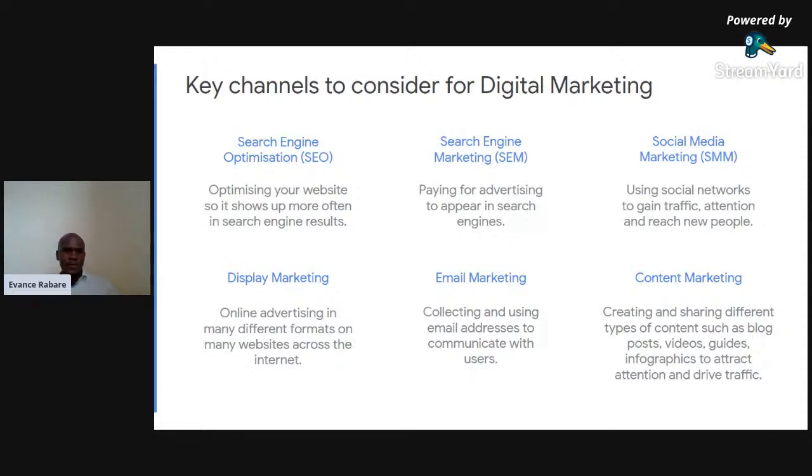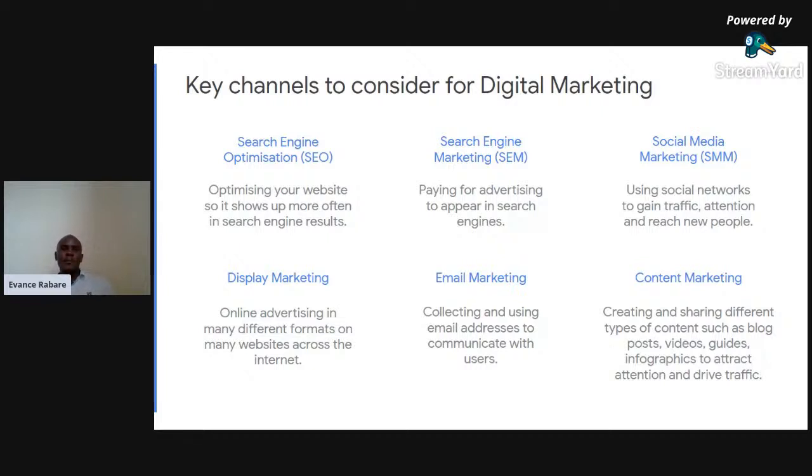And also SEM is basically you paying for advertising to appear in search engines. So here, you only pay for results such as clicks, views. So you only pay for results. So if somebody clicks, that is when you pay. If there's no action that has been taken on it, no money will be spent. So social media marketing is using social networks to gain traffic, attention, and reach new people.